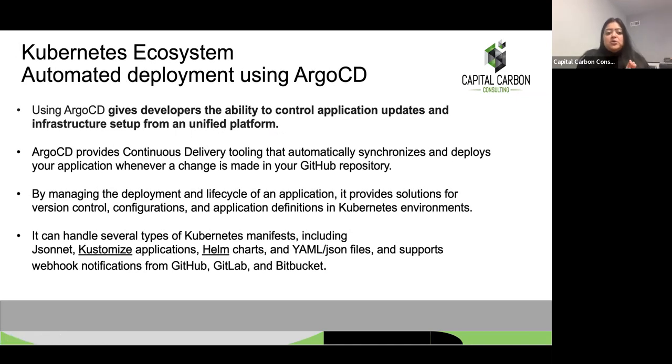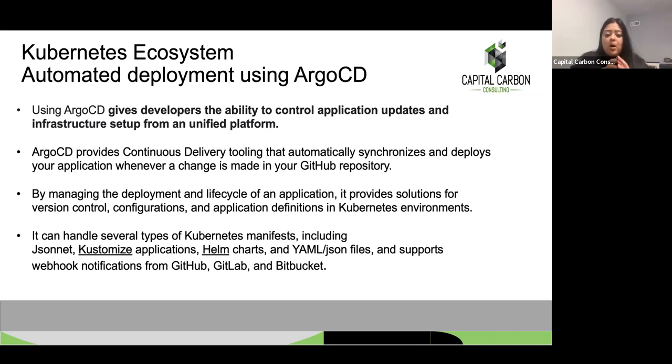Now, when we start talking about CI/CD and the integration of Kubernetes in that CI/CD ecosystem, using ArgoCD gives developers the ability to control application updates and infrastructure setup from a unified platform. So ArgoCD provides continuous delivery tooling that automatically synchronizes and deploys your application whenever a change is made in your GitHub repository. By managing the deployment and the lifecycle of an application, it provides solutions for version control, configuration, and application definitions in Kubernetes environments. So it can handle several types of Kubernetes manifest, including Jsonnet, Kustomize, Helm charts. We have talked about this. And YAML and JSON files, and also supports webhook notifications from GitHub, GitLab, Bitbucket, and all that.